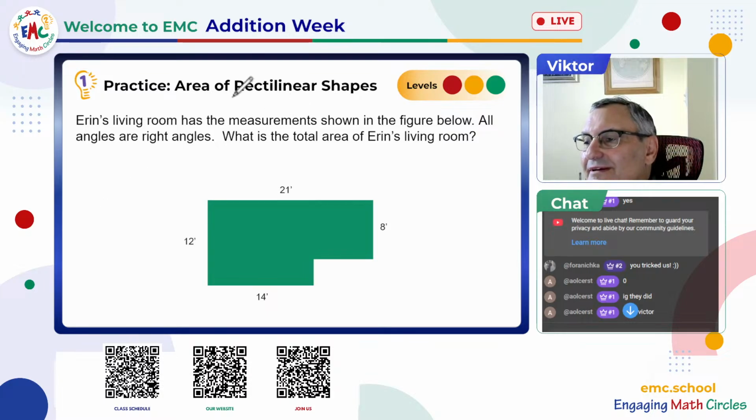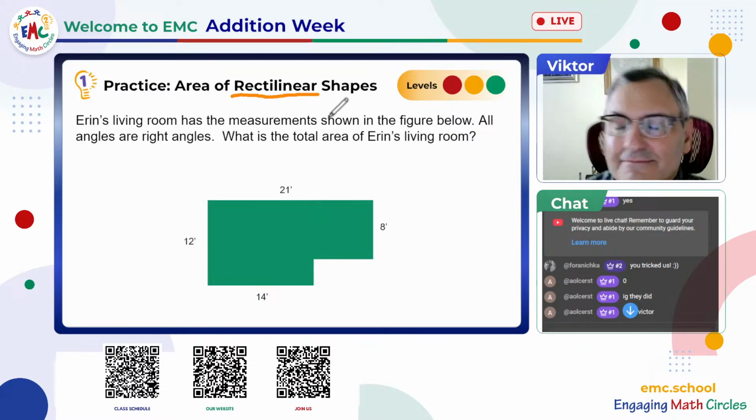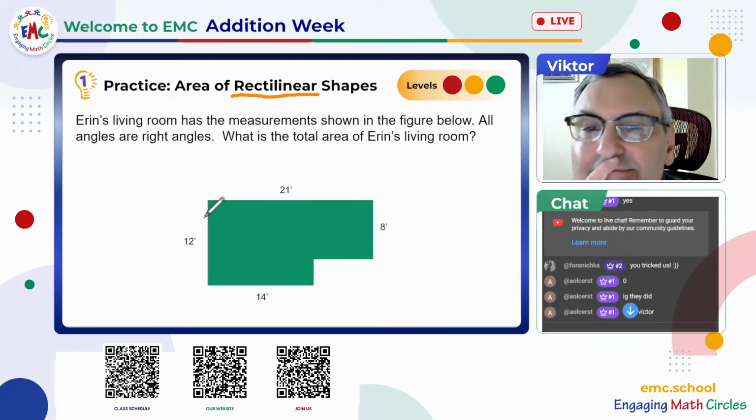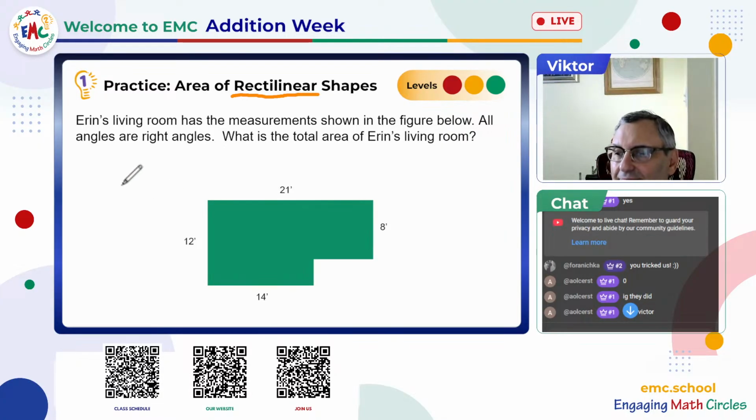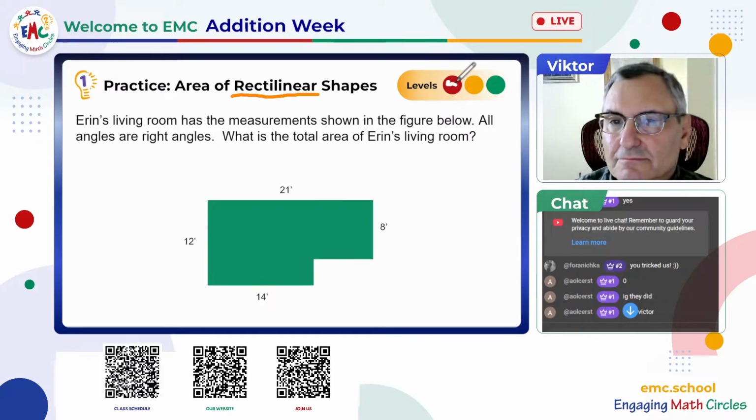That's a great question. What does rectilinear mean? Anybody in chat know what that means? You can write out your definition while we try to figure out how we can find the area. Today we are focused on levels 4, 5, and 6.